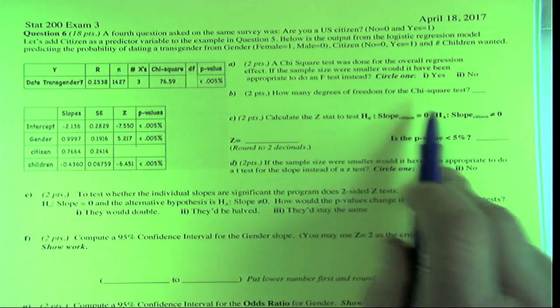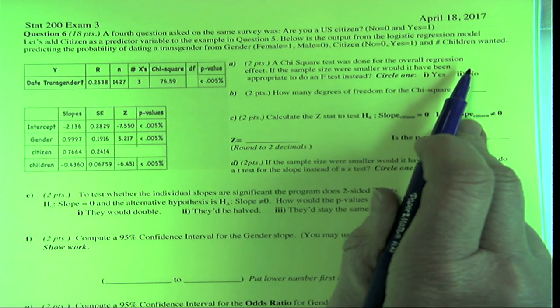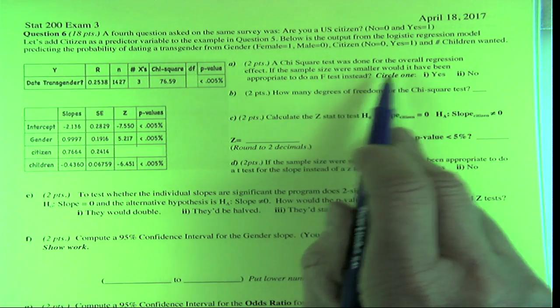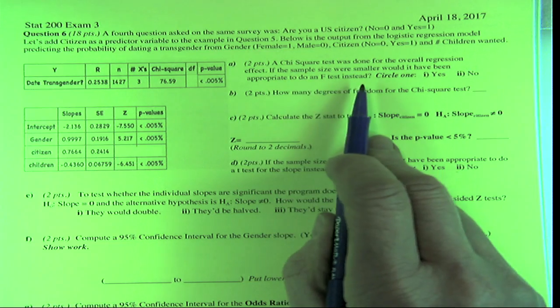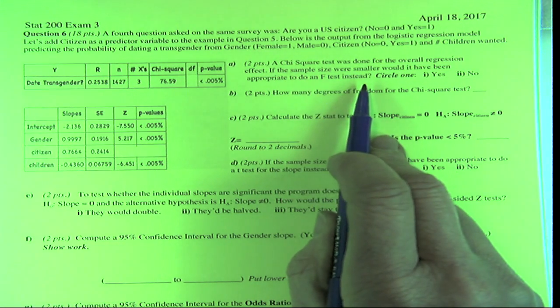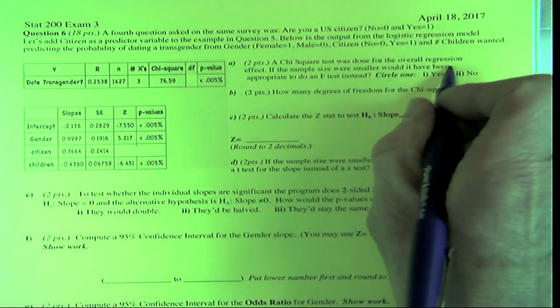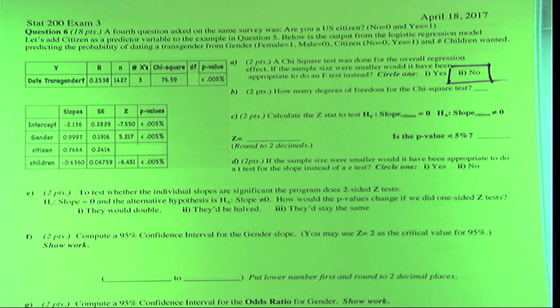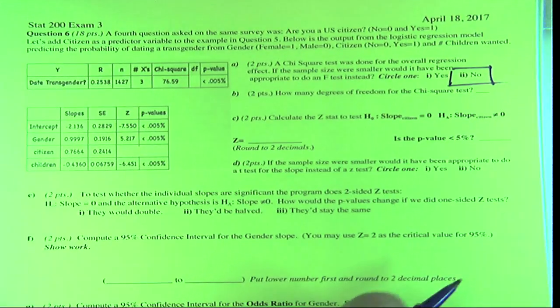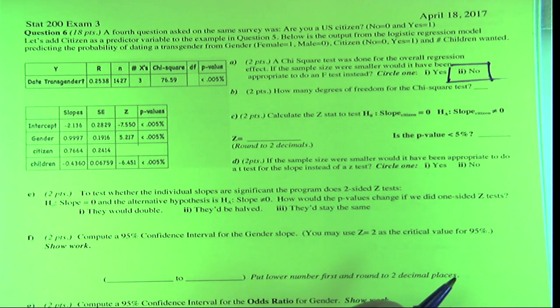A chi-square test was done for the overall regression. We have a huge sample size. Now, if the sample size were smaller, would it have been appropriate to do an F-test instead? Absolutely not. We'd have to do some adjusted chi-square, some likelihood thing. Never an F. It makes no sense to do an F or a T here. How many degrees of freedom for the chi-square test?